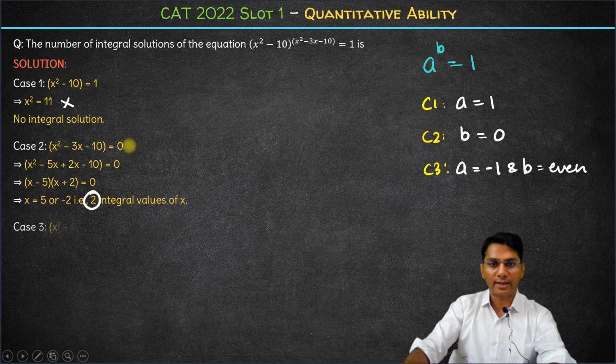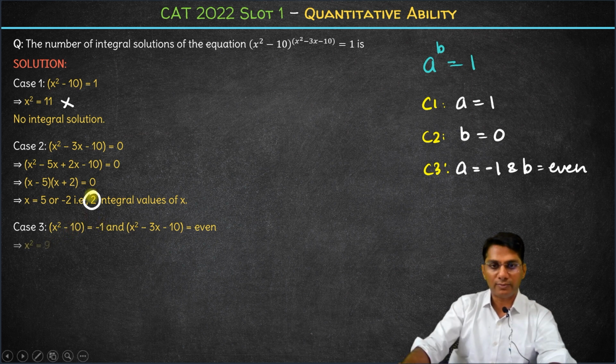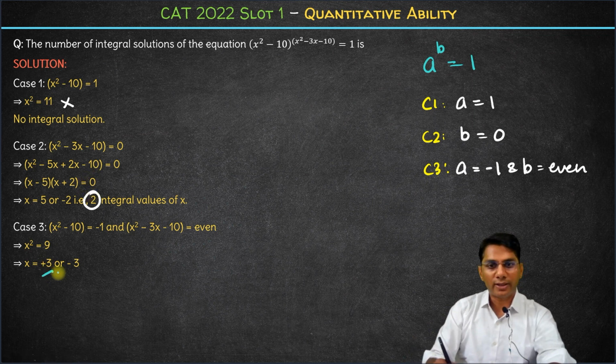And finally the third case where the base is minus 1 and the power is going to be even. So if x square minus 10 is equal to minus 1, then we'll get x square is minus 1 plus 10, which is plus 9. Hence x will be plus 3 or minus 3. Now what we'll have to do is check for these two values whether the power is even or not.